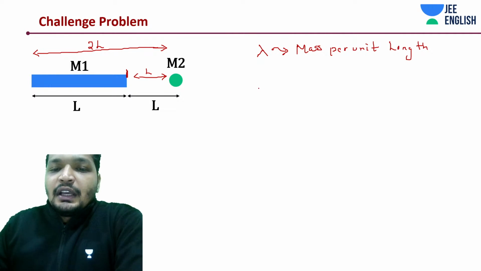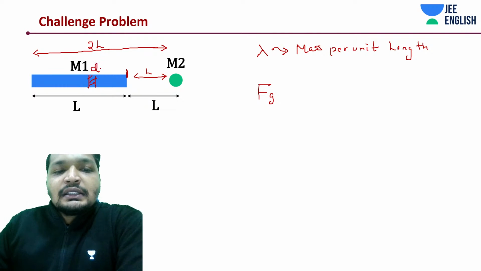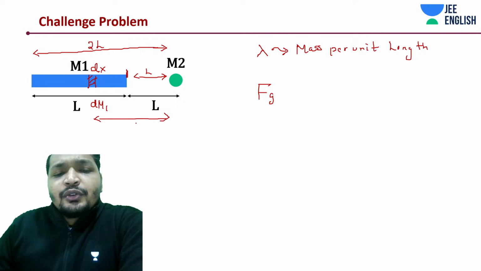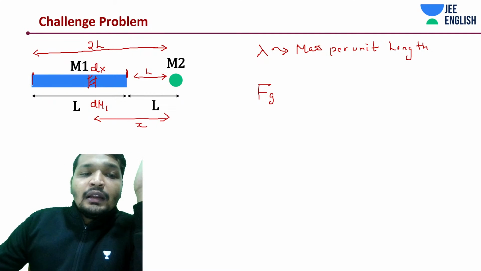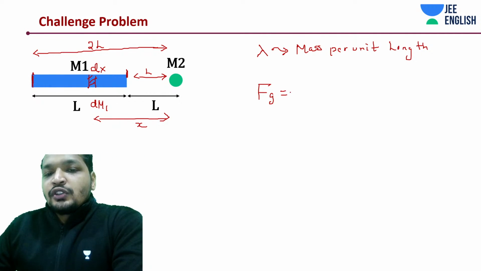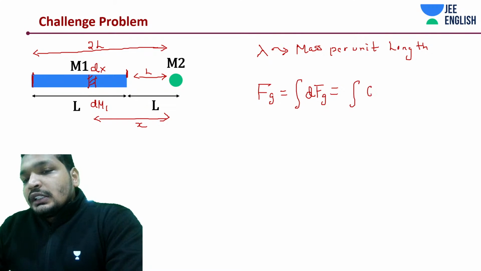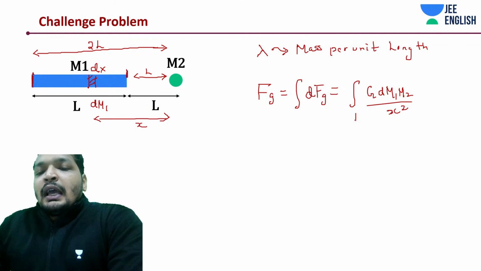Now, what is dF? If I need to find the total gravitational force, not only due to this small element dx, which has mass dm1 at a distance x from m2, but due to the entire rod varying from length L from the mass m2 to 2L, we would be integrating the dF. Finally, to find the total force of gravitation, it would be G into dm1 into m2 divided by x square, and this goes from L to 2L.